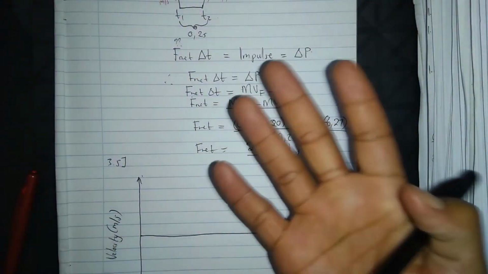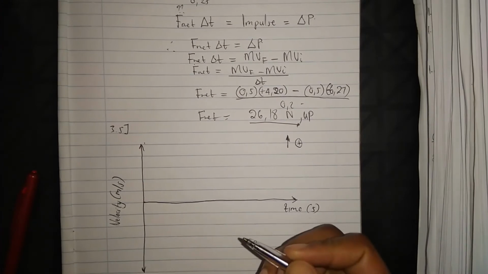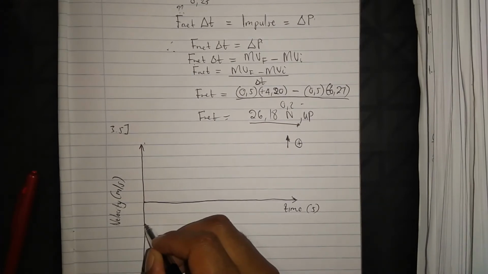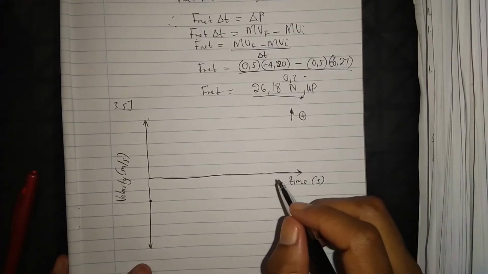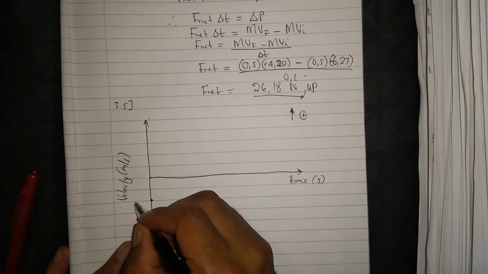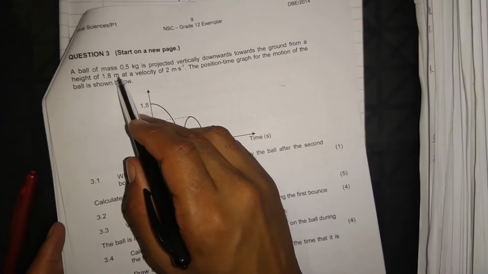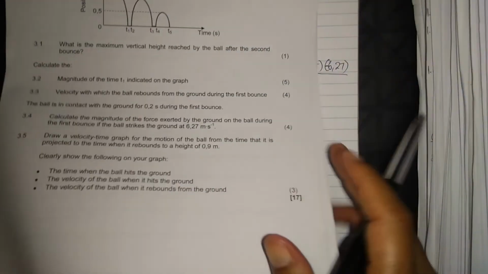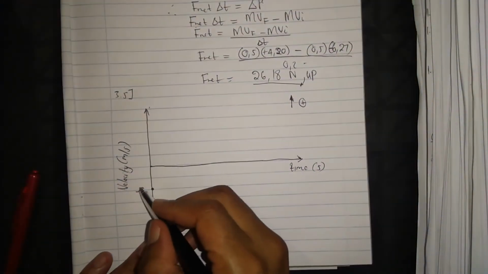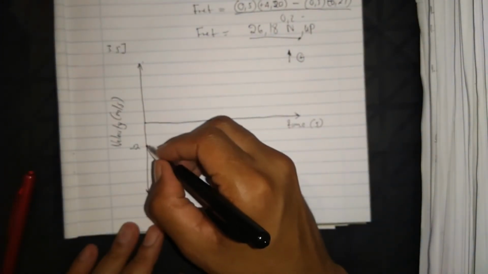Okay, for argument's sake, I'm going to show the initial velocity as well. So this is the initial velocity, right? And the initial velocity is negative. Why negative? It's going to be negative 2. Remember, this is the initial velocity of the ball, minus 2, right? And the ball is projected downwards.